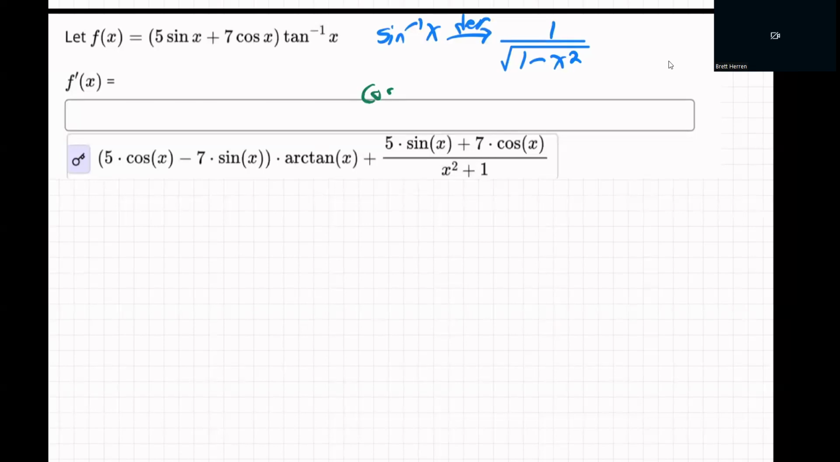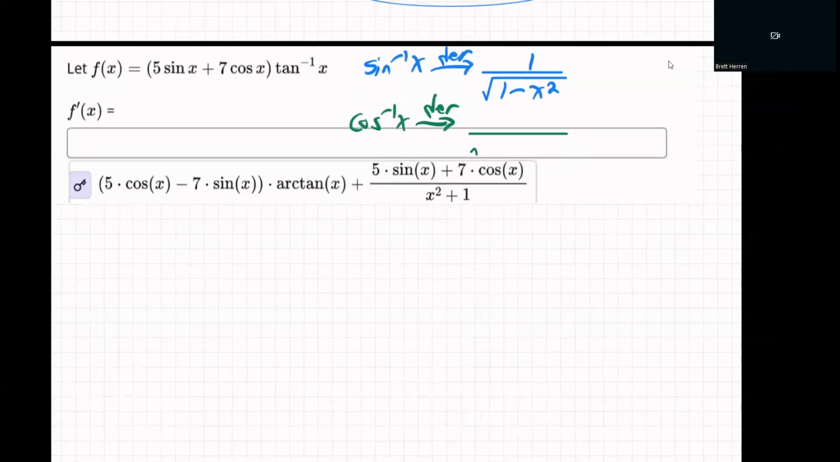And cosine inverse of x. The derivative is pretty much the same thing. It's negative 1 over the square root of 1 minus x squared. And most importantly, for our cause here, tangent inverse. So the derivative is 1 over 1 plus x squared, no square root in the bottom.